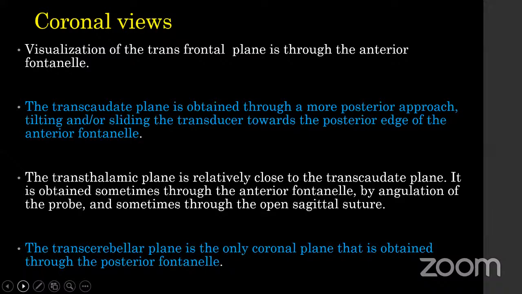For the coronal views, visualization of the transfrontal plane is anterior to the anterior fontanelle. The transcaudate is obtained through a more posterior approach, tilting or sliding the transducer towards the posterior edge of the anterior fontanelle. The transthalamic plane is relatively close to the transcaudate plane. It is obtained sometimes through the anterior fontanelle by angulation of the probe, and sometimes through the open sagittal suture. And the transcerebellar plane is the only coronal plane that is obtained through the posterior fontanelle. These are the 4 coronal views.